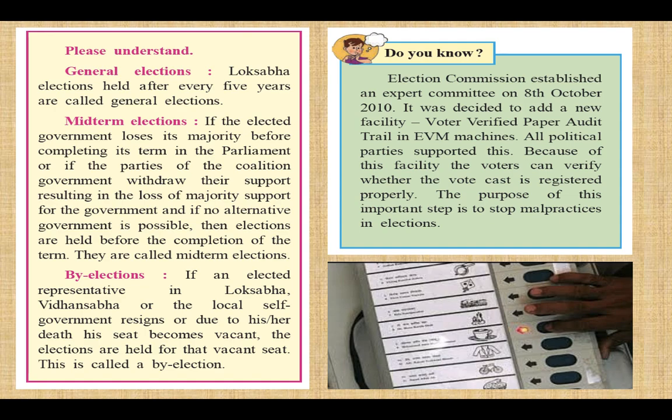If you notice, I've given you a small picture of the EVM down here. On this machine, you press the button against the political party that you're going to vote for. You have their symbols, the name of the candidate, the name of the political party, and next to that a button which you have to press. Once you press that button, your vote is cast and you can vote only once, so your vote will be counted only once. This process helps prevent malpractices during elections. I'll try and put a small video for you to understand more about this VVPAT, the new thing that they started with the machines. It'll be more useful for you to understand.